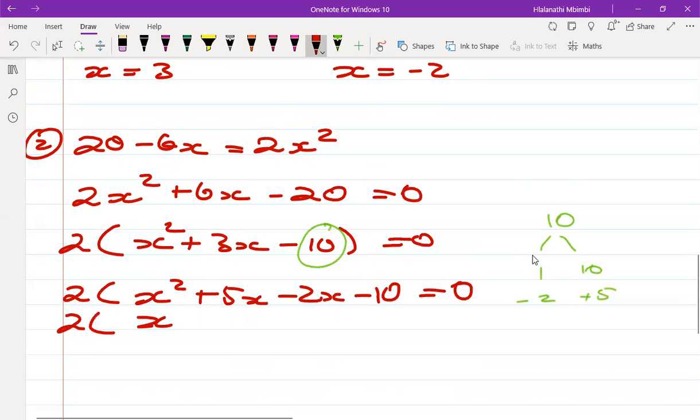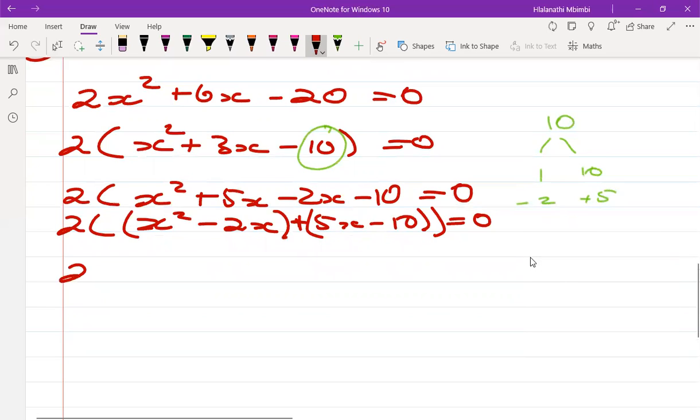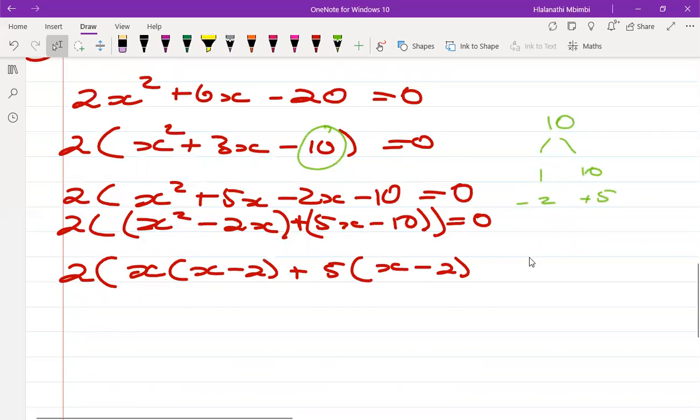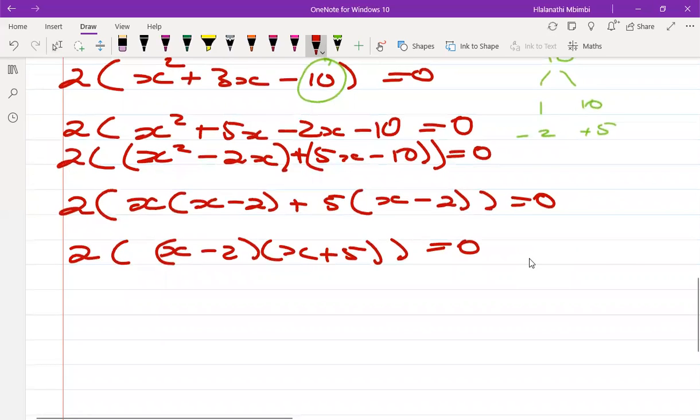Once again, I would like to combine x squared with minus 2x and plus 5x with minus 10 for a similar reason to the one that we had earlier on. And then within these big brackets, I can take out x. I'll be left with x minus 2 plus I can take out 5. I'll be left with x minus 2. Now I can take that x minus 2 out and I'll be left with x plus 5 and equal to 0. And I would just multiply the 2 inside.